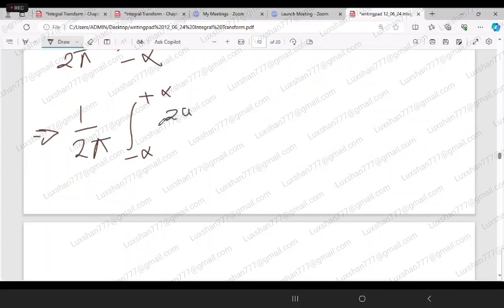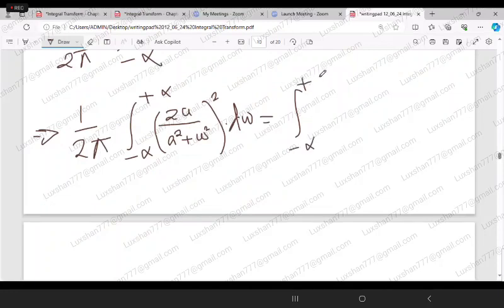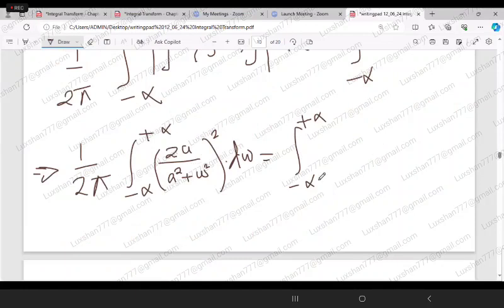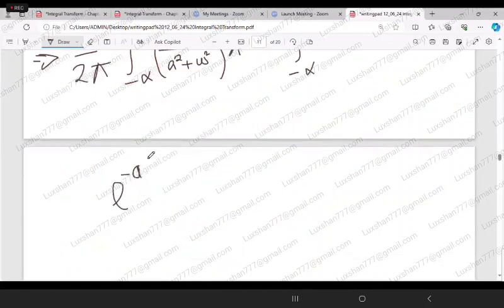So 2a over a squared plus omega squared, whole squared, d omega is equal to, according to this Parseval identity, the integral from minus infinity to plus infinity of my function f(x), which is actually e to the power minus a mod x, squared. So what is the square of this one? Can anybody tell me what is the square of this one? Is equal to?